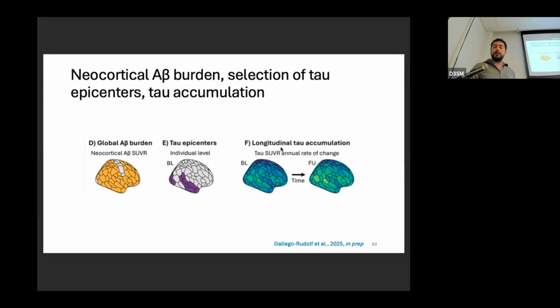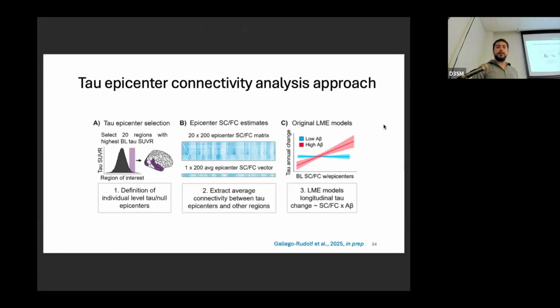And for quantifying longitudinal tau accumulation, as I mentioned, we measure the annual rate of change between the follow-up and baseline scans in order to have an estimate of how much tau people are accumulating every year. So this is the main analysis approach that I use for this project.